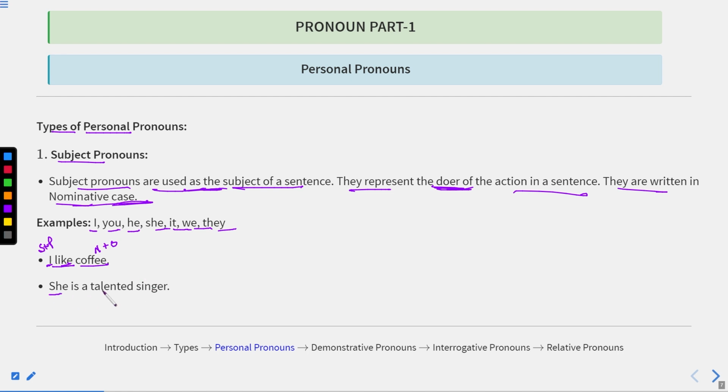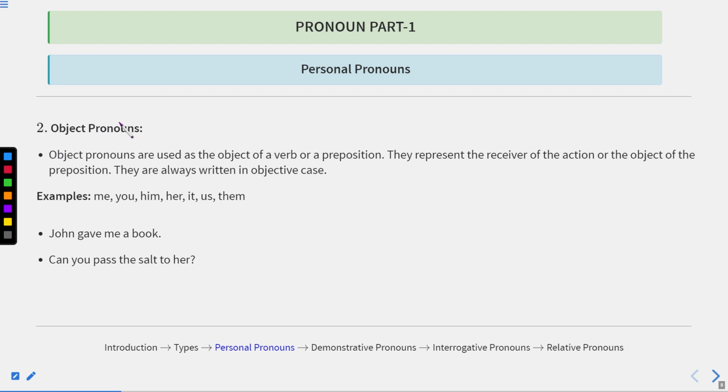Another sentence: she is a talented singer. Now, if you look at the sentence carefully, this she is a pronoun as well as the subject. And if we talk about singer, this is actually the subject complement, the common noun. This SC is the subject complement. Here, the word singer is not an object. In fact, it is known as the subject complement. When we talk about the profession of a person, of a noun, that is known as the subject complement. Now let us move to the next one.